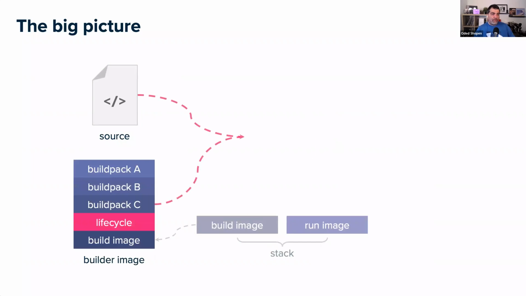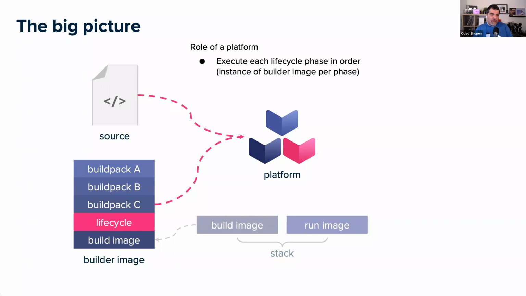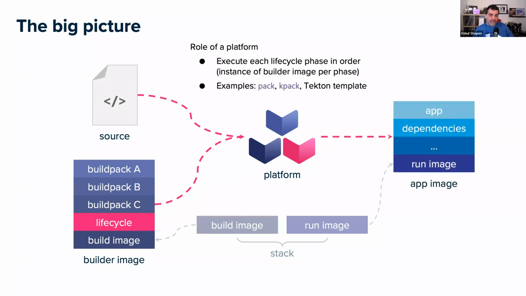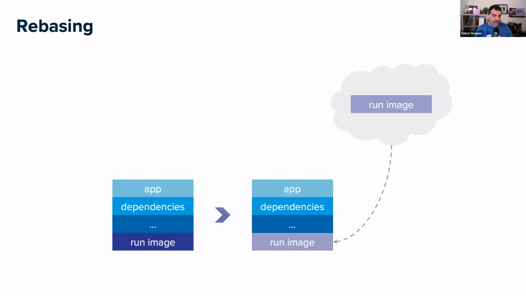So if you take a look at the big picture of what happened here, we basically took the source code to this platform, which in our case was just a simple local binary. We fed it the source code, we fed it the builder image itself, and we ran through the process in order to create a final runnable image, right? This is the one we just ran, the SPI application that contains the base operating system, the dependencies, and the application itself. Now, one of the main features of an image created by Cloud Native Buildpacks, as I mentioned before, is called rebasing.